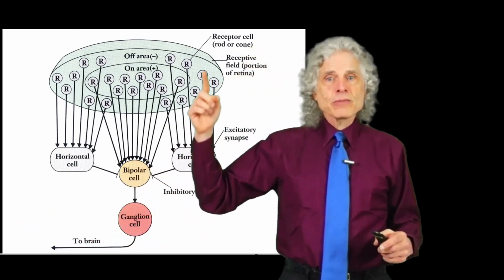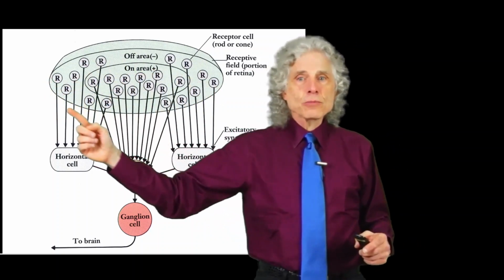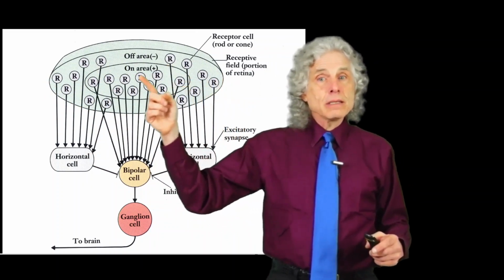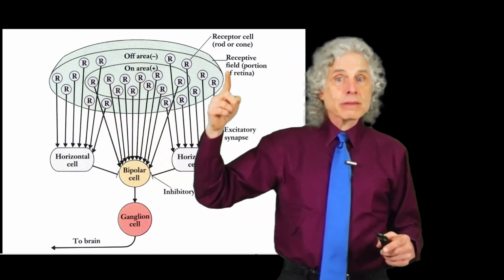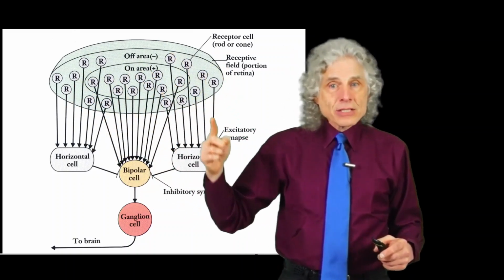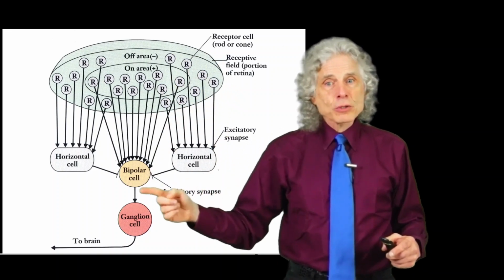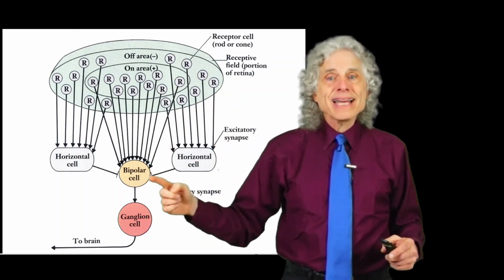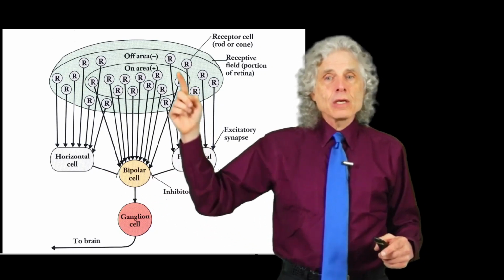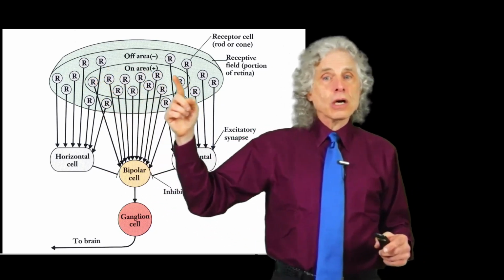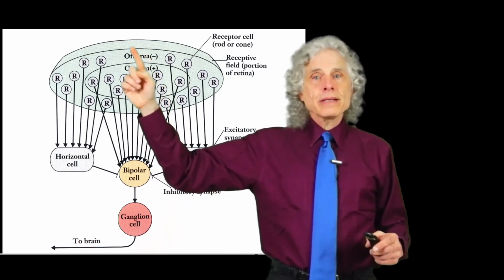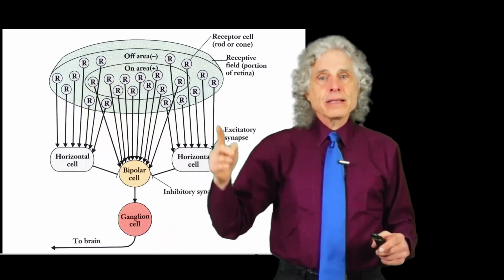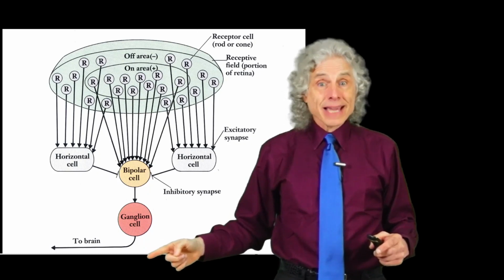But at the same time, we've got a kind of bagel-shaped ring around the center area, also studded with cones, but these are connected to the bipolar and ultimately to the ganglion cell by an inhibitory synapse. So when these cones are activated, they excite the ganglion cell. When these cones are activated, they inhibit the same ganglion cell.